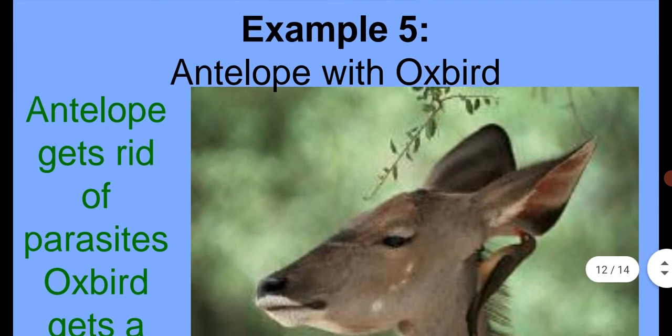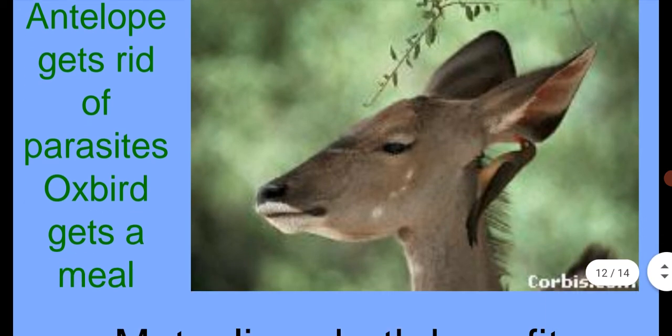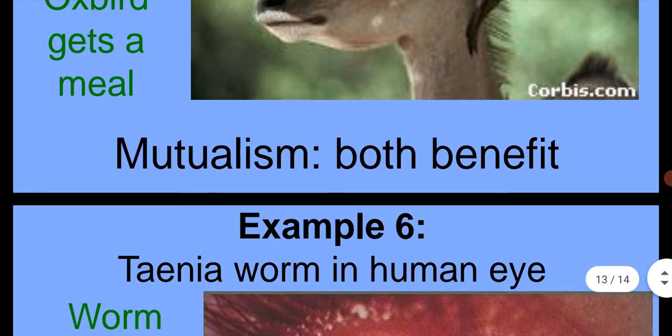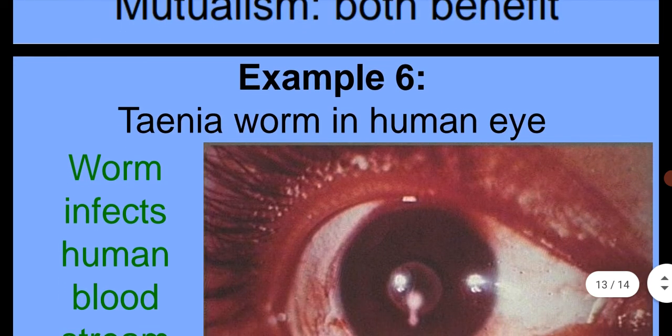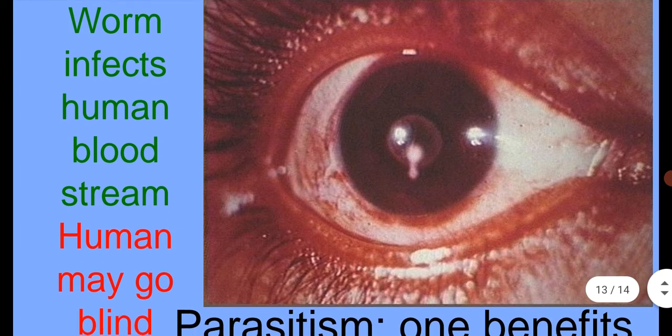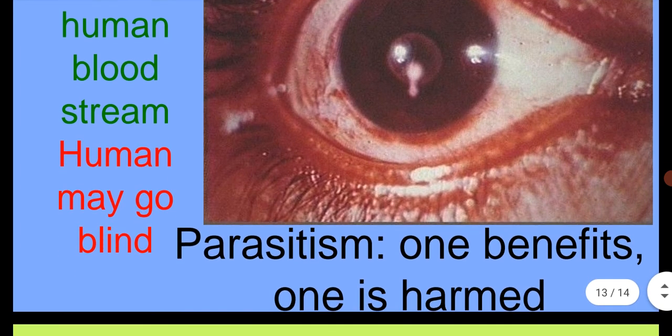Example 5, the antelope with an oxpecker. The antelope gets rid of parasites and the oxpecker gets a meal. So this is mutualism. Both benefit from this relationship. Example 6 is a Guinea worm in a human eye. The worm infects the human, and the human may go blind. This is parasitism. One benefits and one is harmed.